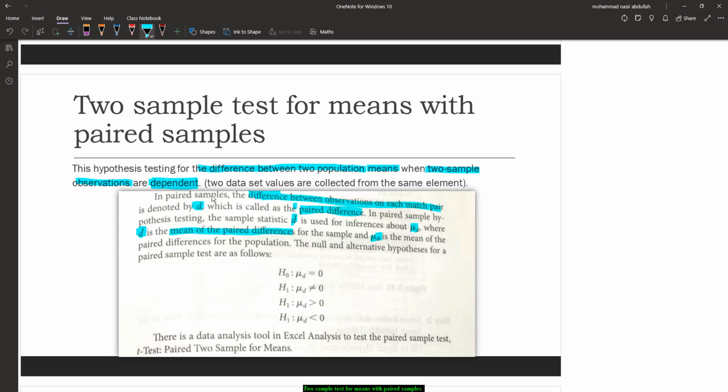The null hypothesis for this paired sample t-test is that mu D is always equal to 0. And the alternative can be either not equal to 0, more than 0, or less than 0. For the alternative hypothesis not equal to, this is meant for a two-tail test. For more than, this is a one-tail test, a right tail. For less than, this is also a one-tail test, but a left tail. There is a data analysis tool in Excel which can help us calculate the paired sample t-test. Very easy.